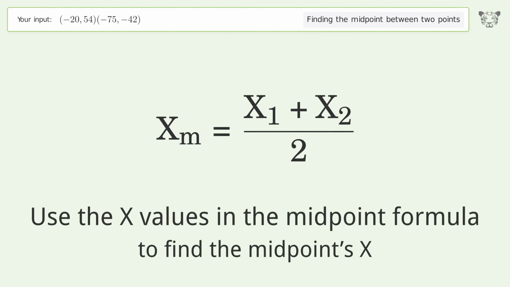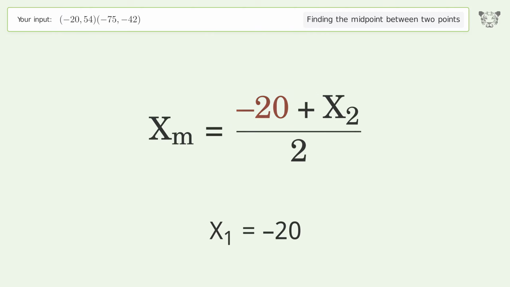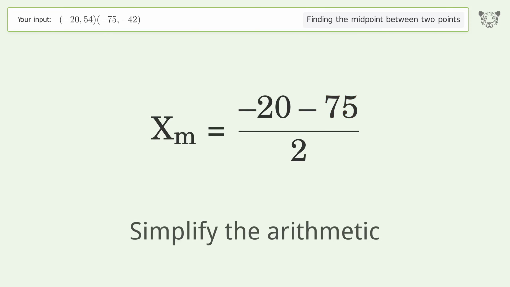Use the x values in the midpoint formula to find the midpoint's x. x1 equals negative 20. x2 equals negative 75. Simplify the arithmetic.